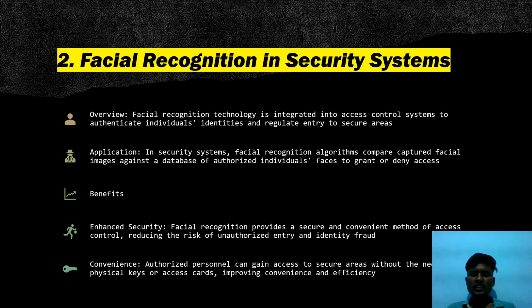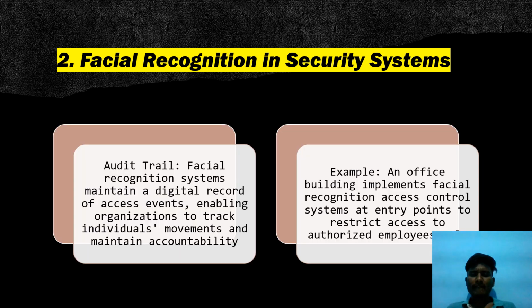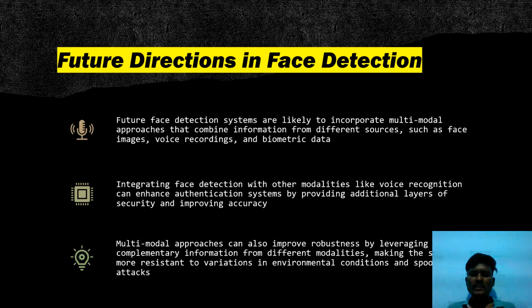Facial recognition in security systems. Audit trail. Facial recognition systems maintain a digital record of such events, enabling the organization to track individual movement and maintain accountability.